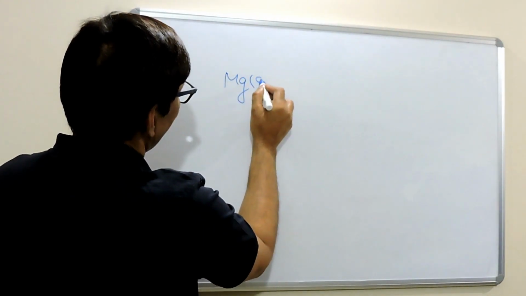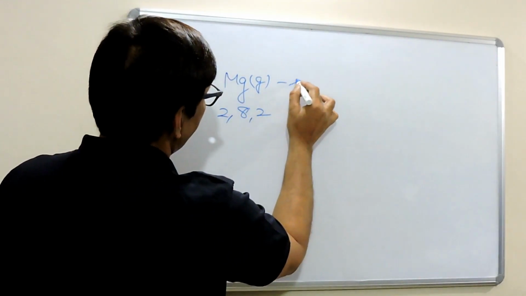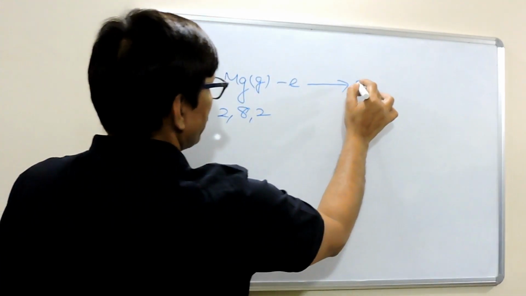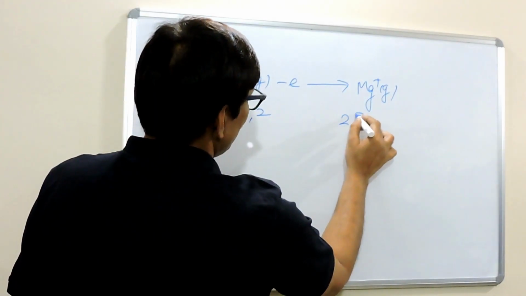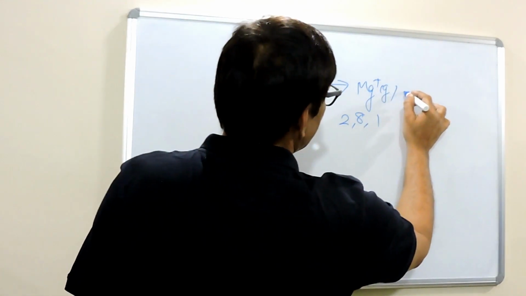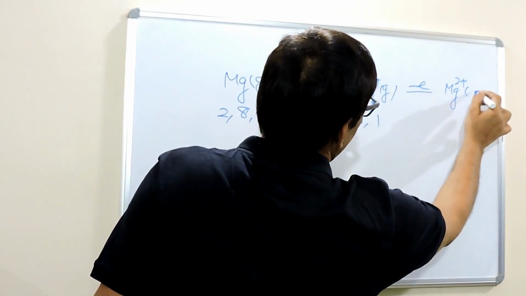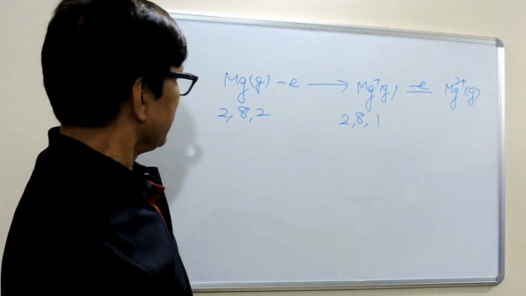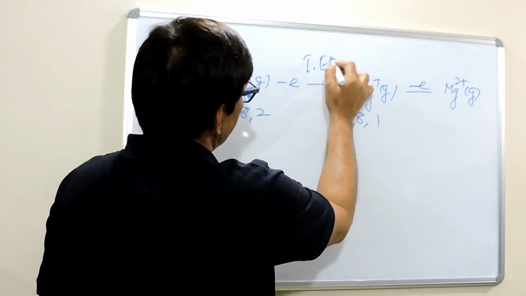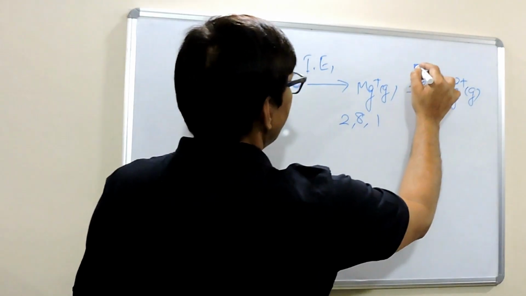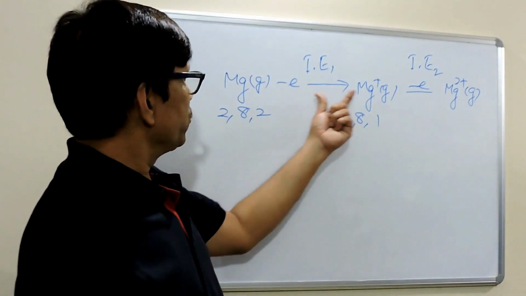this is magnesium gaseous. First of all, 2, 8, 2, it will first lose 1 electron so that it forms Mg plus in gaseous state. Configuration becomes 2, 8, 1, and then again it will lose one more electron to form Mg2 plus in gaseous state. The amount of energy required here, we will call it as first ionization energy, and this will be second ionization energy. Now will these two be the same or different?